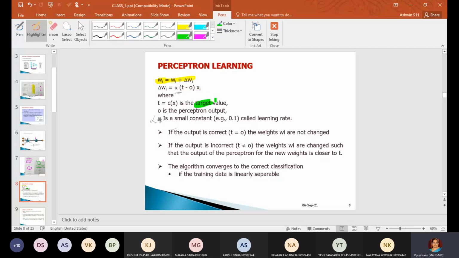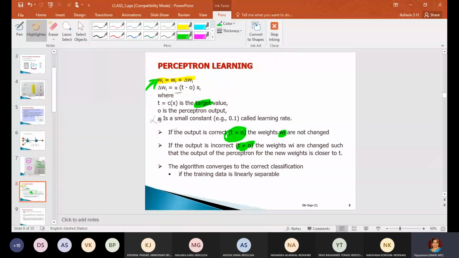So if the output of the perceptron model O is equal to the target value, then weights are not changed. We don't change any weights. If it is not the same, then we change the weights. How do we change the weights? Based on this particular formula. Along with the weights, we also change the bias value, the weight corresponding to the bias input, that is 1, that also needs to be changed.